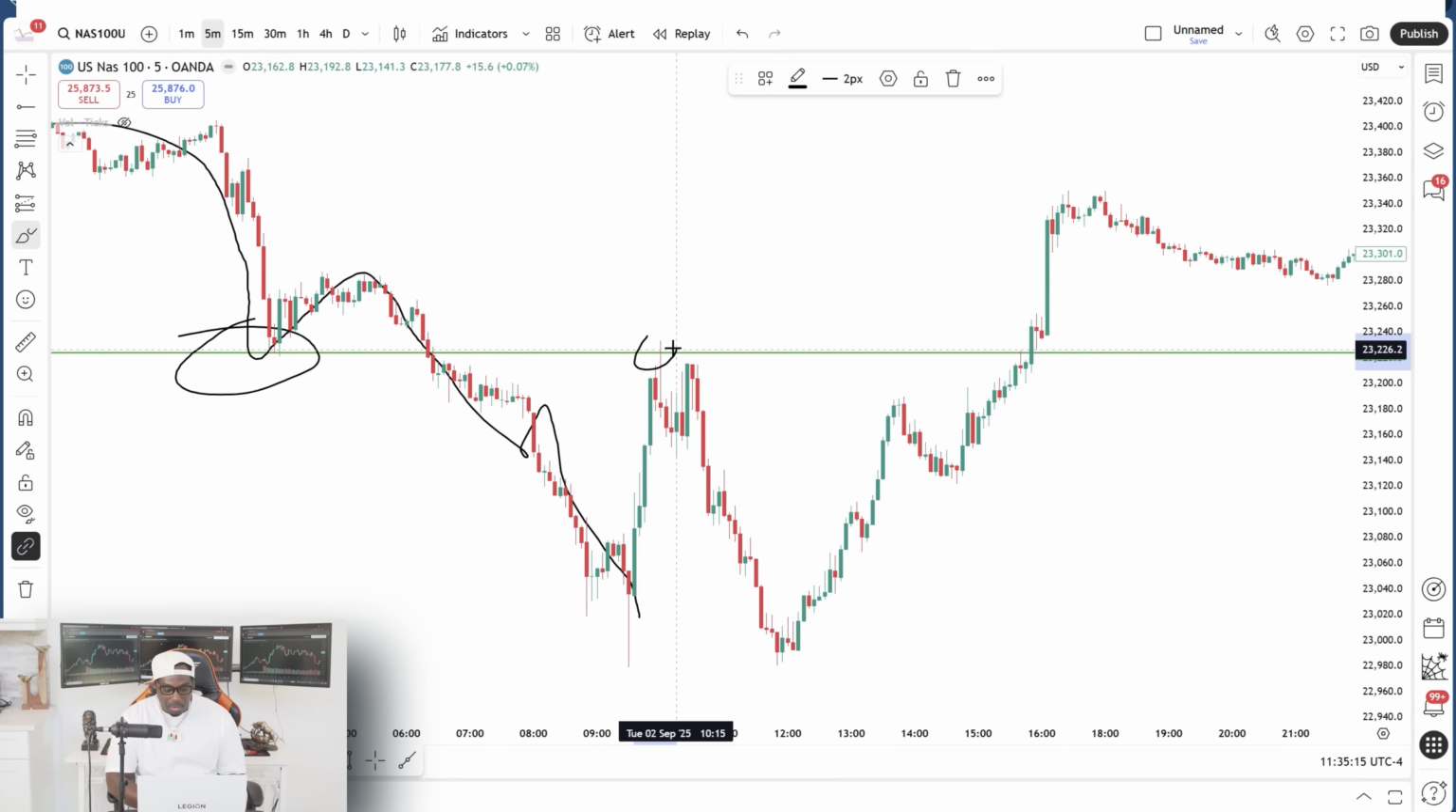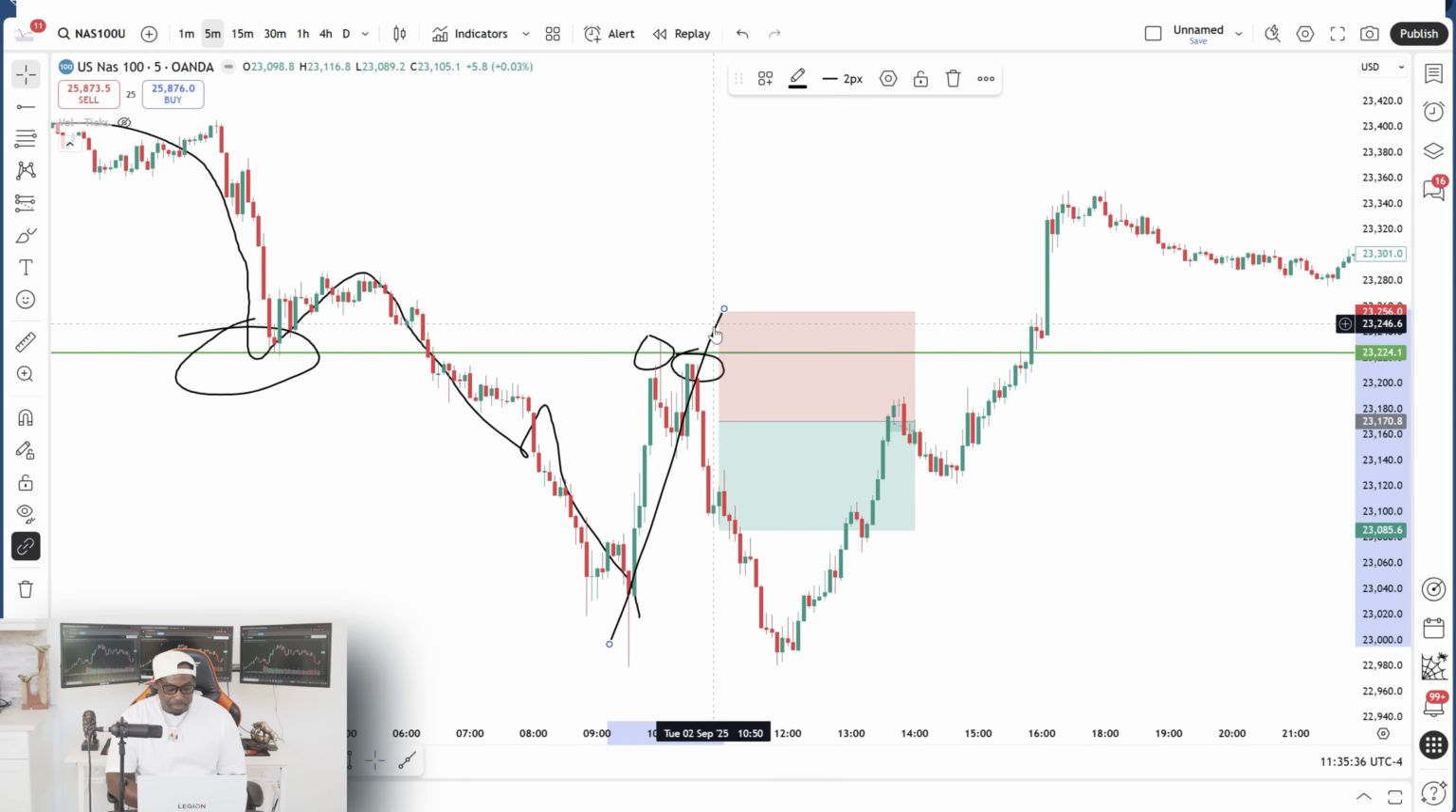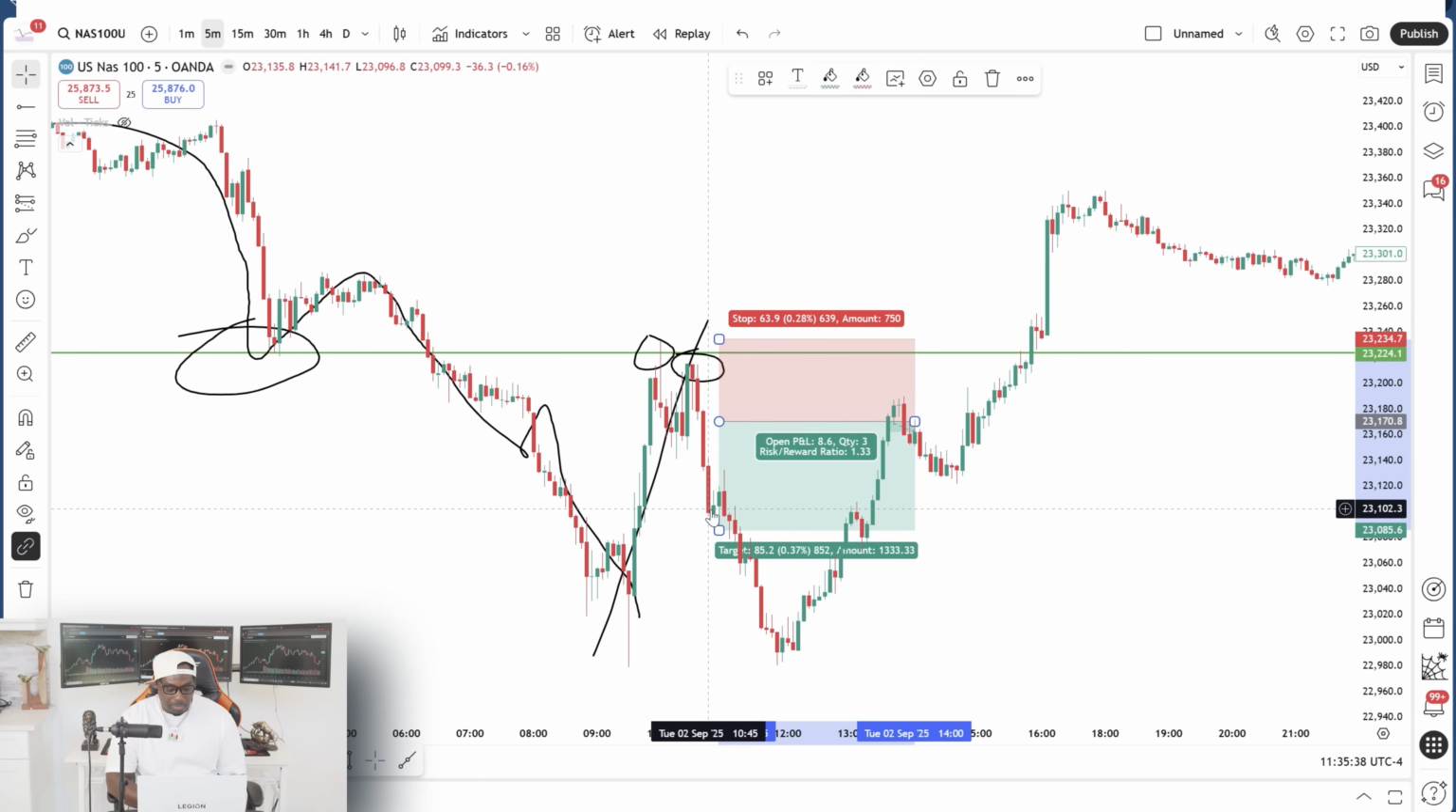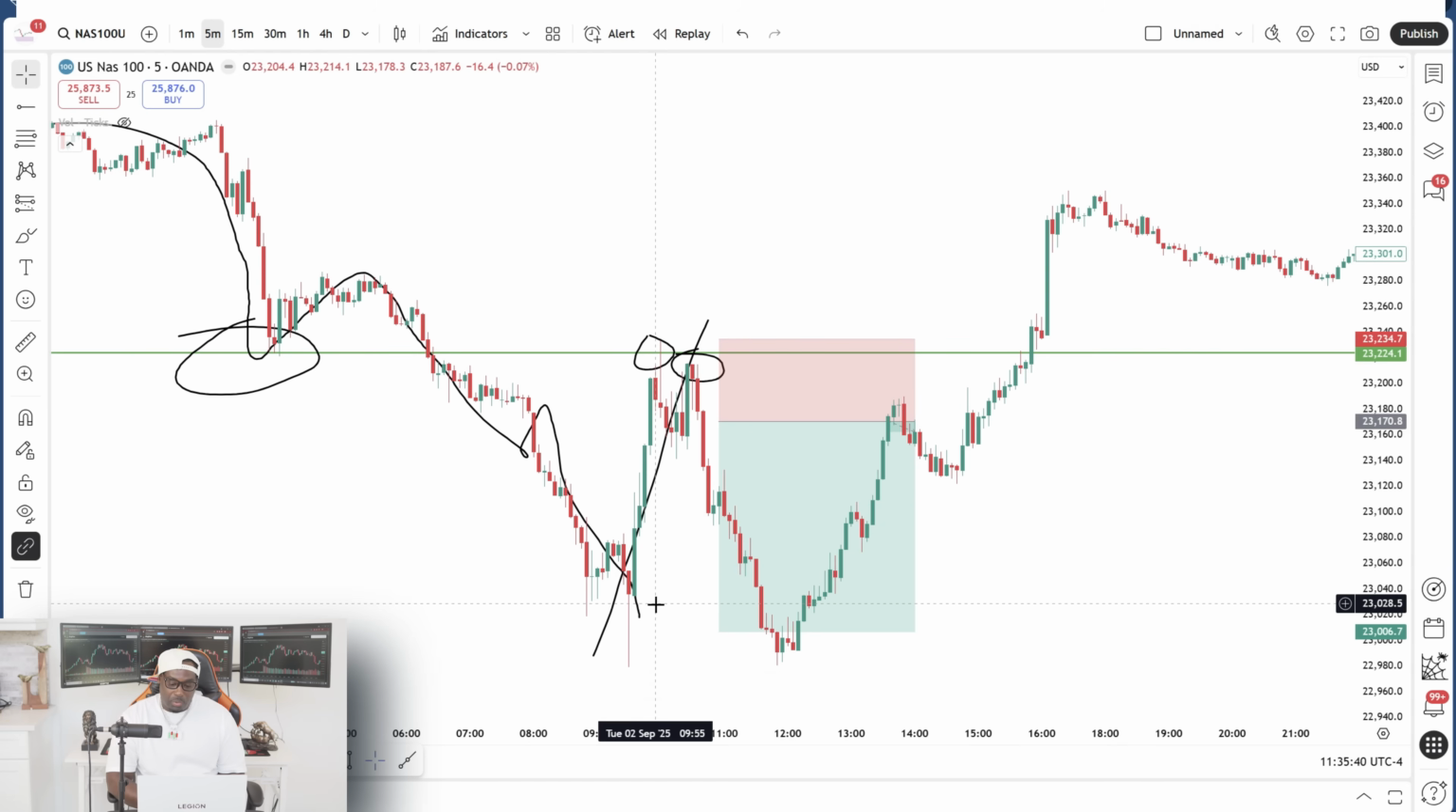Now we have 1 and 2. We have that double reaction I talked about, okay? Either a trend line break, but we had that double reaction, right? And then you can put your stop loss above the reaction, right? And then look for your 2 to 1. Look for your 2 to 1, and we go from there. Now, let me show you guys.